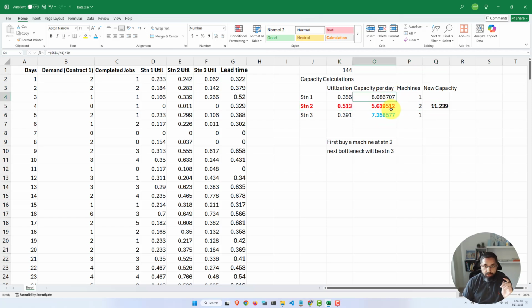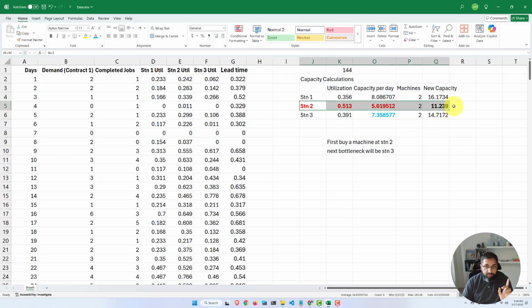Then looking at these two capacities and this capacity, the lowest capacity now is station 3. And so next bottleneck will be station 3. And so then you'll buy a machine here, which will double its capacity. So it will become that. And so when this becomes 14, this becomes 11, then if you need more capacity, you'll buy a machine at station 1. And then if you buy a machine here, you'll be doubling this capacity.